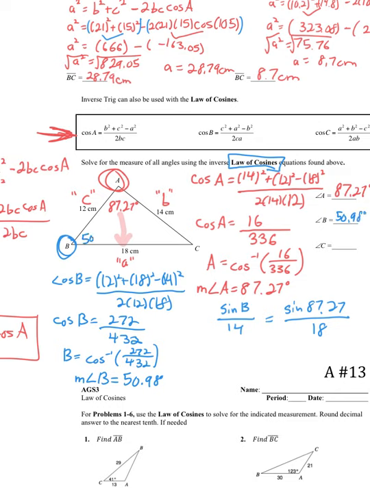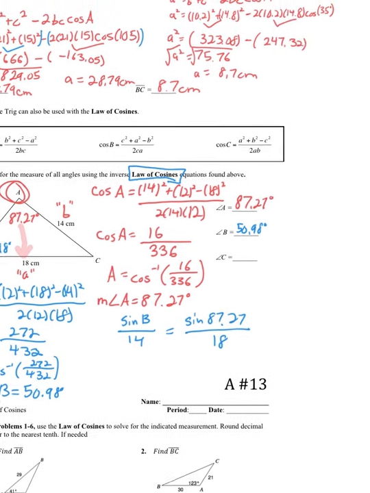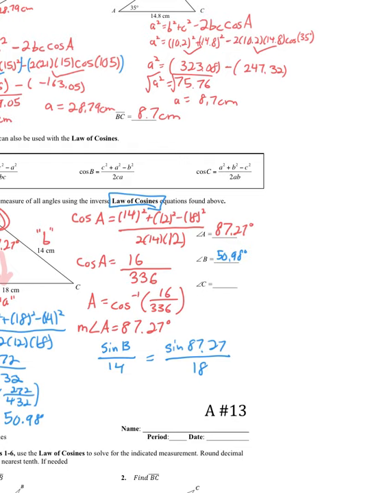And now we've got two angles solved for in a triangle. To find the third angle, I don't need the law of cosines, I don't need the law of sines. I can just do 180 minus 87.27 minus 50.98, and put that into my calculator. I end up getting 41.75 degrees for angle C.